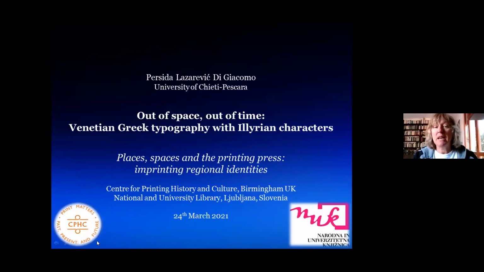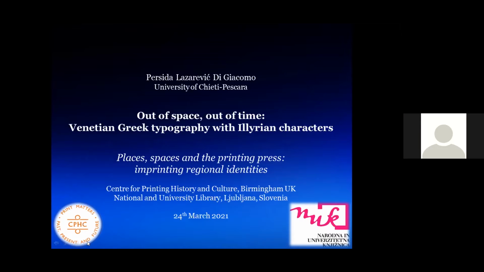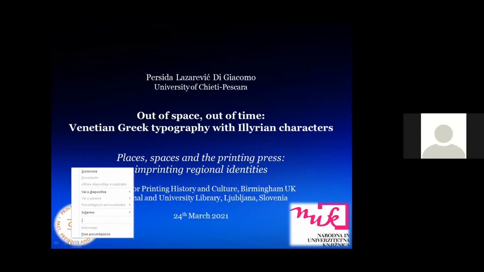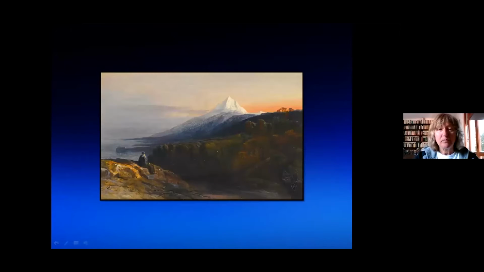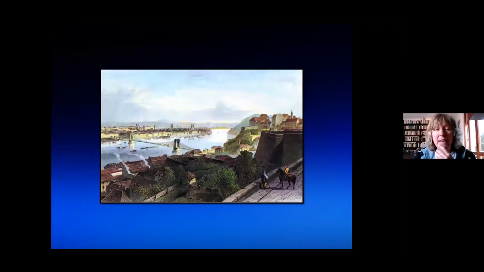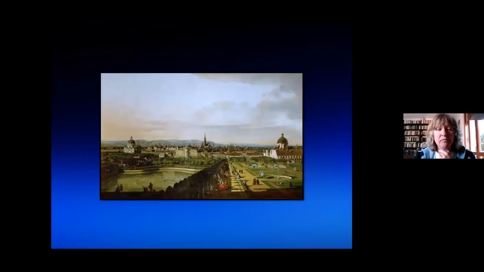Out of space, out of time: Venetian Greek typography with Illyrian characters. The cultural centers of the Illyrians, and I'm talking here about Orthodox Illyrians, Orthodox South Slavs, were all, in past centuries, outside the territories they inhabited: Mount Athos, Buda, Venice, Vienna, and Leipzig.